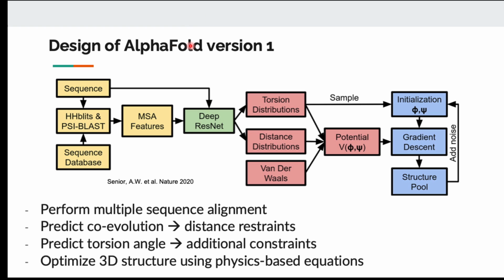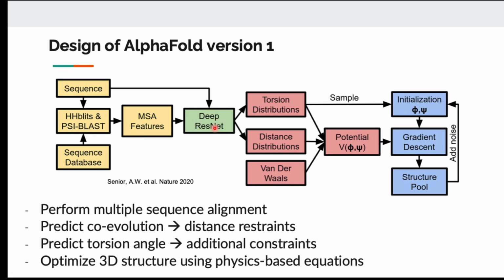So AlphaFold version 1, when you feed it a protein sequence, it's going to do sequence alignment. So PSI-BLAST, like we learned in our second class, it's going to search the protein database for similar proteins, and it gets the multiple sequence alignment. And from the multiple sequence alignment, this is where it predicts the co-evolution. So it tries to identify two amino acid residues in the multiple sequence alignment that co-evolve with each other.